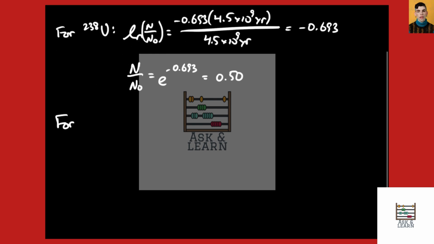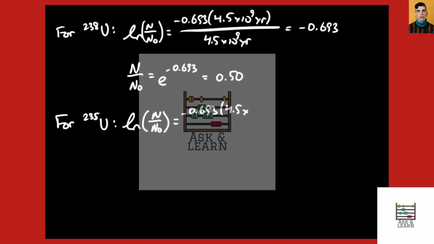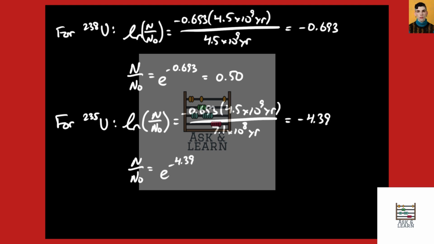For uranium-235, ln N over N naught is equal to minus 0.693 times 4.5 times 10 to the 9th years over 7.1 times 10 to the 8th years. This is equal to minus 4.39. N over N naught is equal to e to the minus 4.39, which will be equal to 0.012.